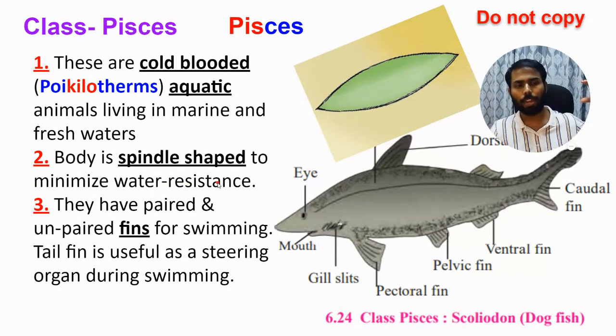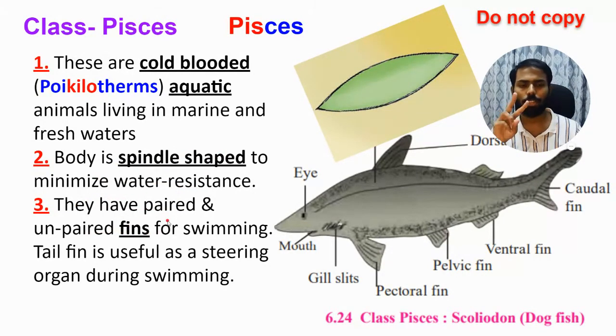If they have to swim in water, if the body is spindle shaped they will get less resistance, right? It will be very easy to go through water if they are in spindle shape. Okay, so hence their body will be spindle shaped to minimize water resistance. They have paired and unpaired fins.